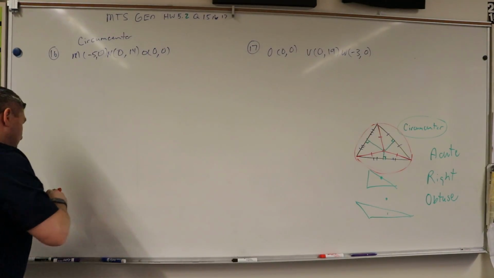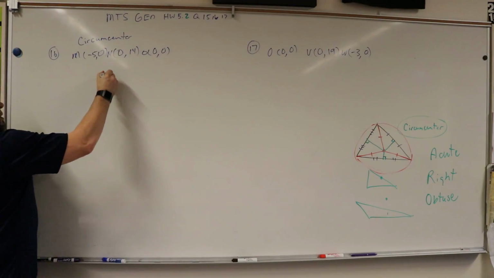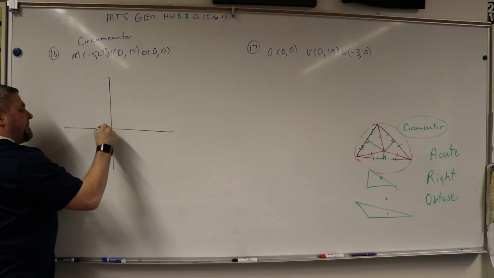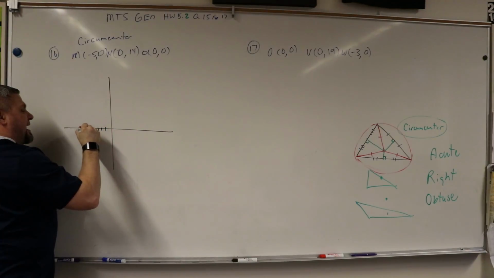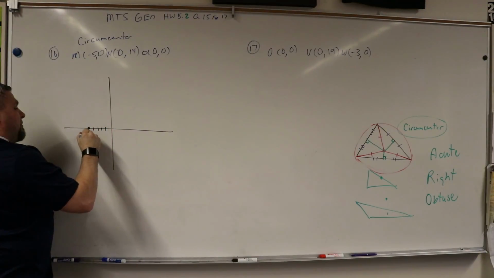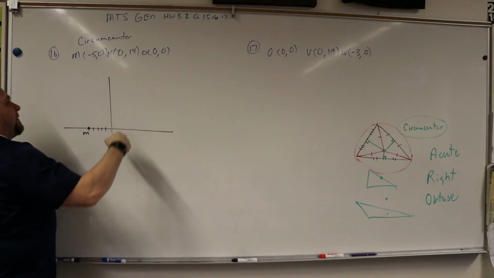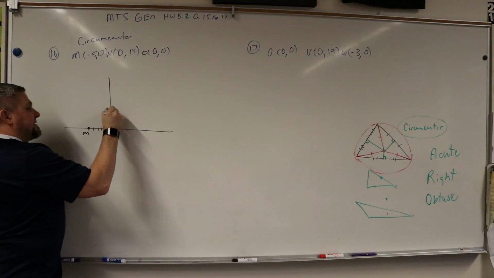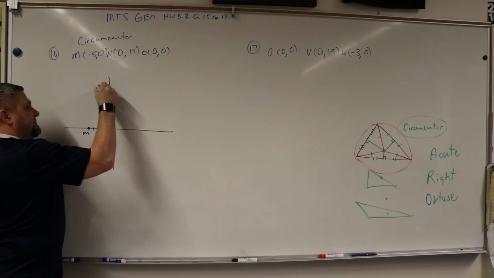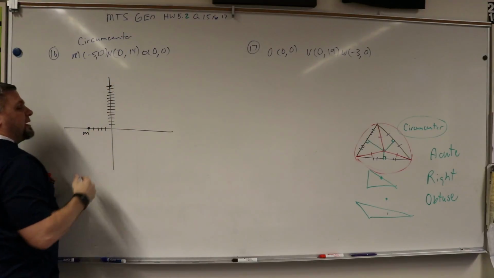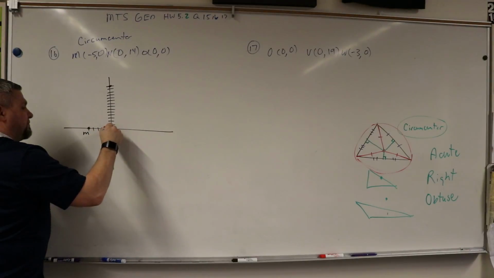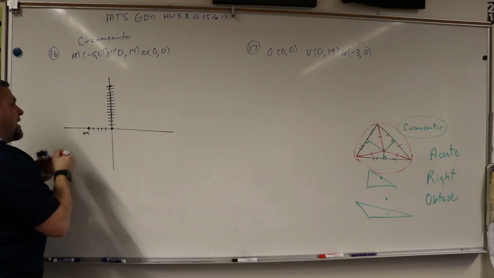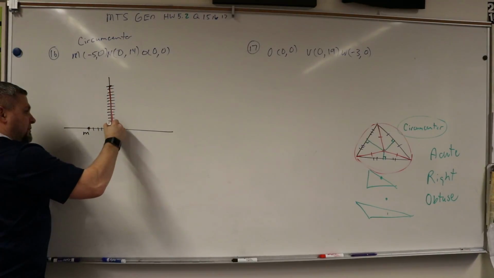Alright. Here we go. We have negative 5, 0. So negative 5, 1, 2, 3, 4, 5. Boom. That's M. 0, 14. That means I go up 1, 2, 3, 4, 5, 6, 7, 8, 9, 10, 11, 12, 13, 14. Okay? And then 0, 0. So this is my triangle.